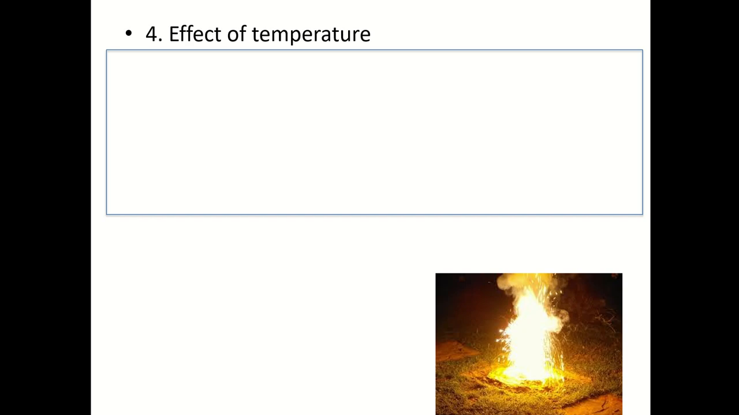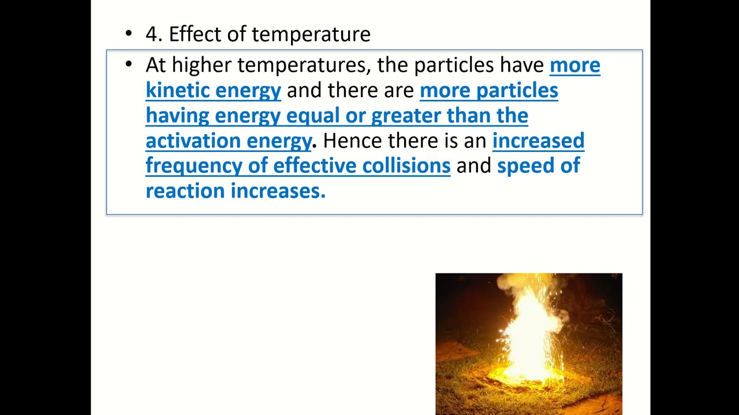Okay, fourth factor is temperature. Now, temperature affects the kinetic energy that the particles have. So when you have higher temperature, this is the factor, what happens to your particles? Your particles will have more kinetic energy. So overall, the particles have more energy, so you have more particles having energy equal to or higher than activation energy. So 3, it increases frequency of effective collision, and 4, speed of reaction increases.